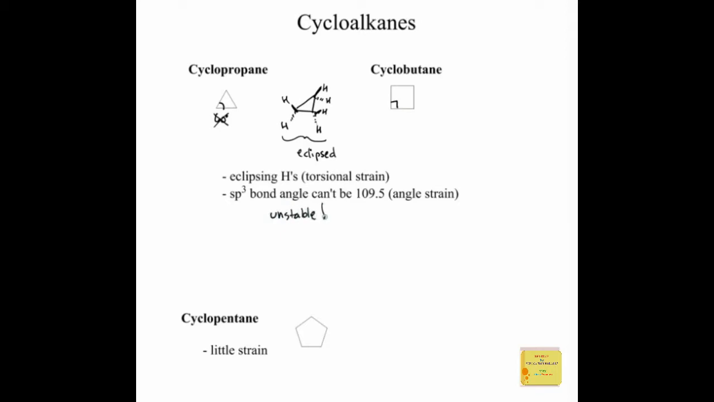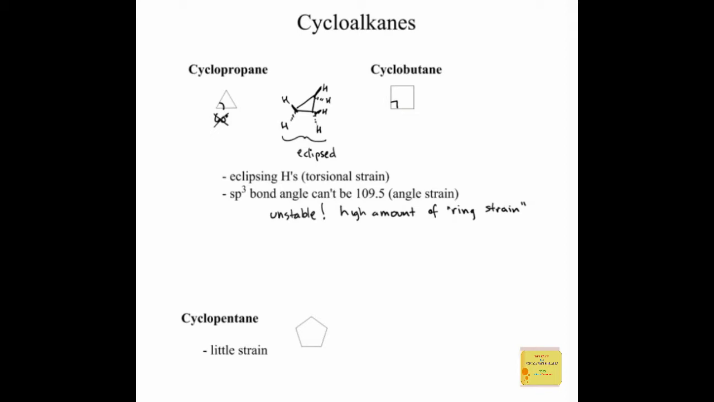And together we describe this combination of torsional strain and angle strain as having a high amount of ring strain. We call it ring strain when we try and form these small rings of 3 and 4 members. So it's possible that these compounds do exist, but they're very high energy. They're highly reactive and difficult to form.